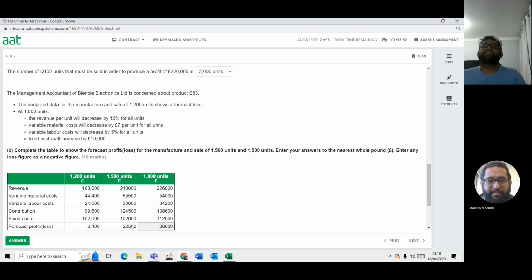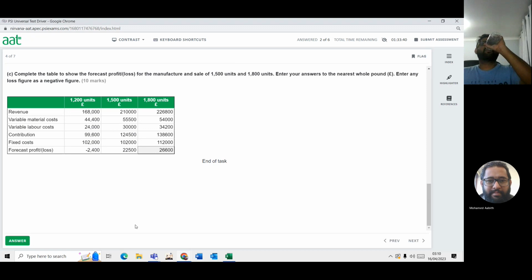Both scenarios are generating profit because the contribution has exceeded the fixed cost. Therefore, it's going to be generating profit for you. That's the end of the task now. Let's move on to the next task.